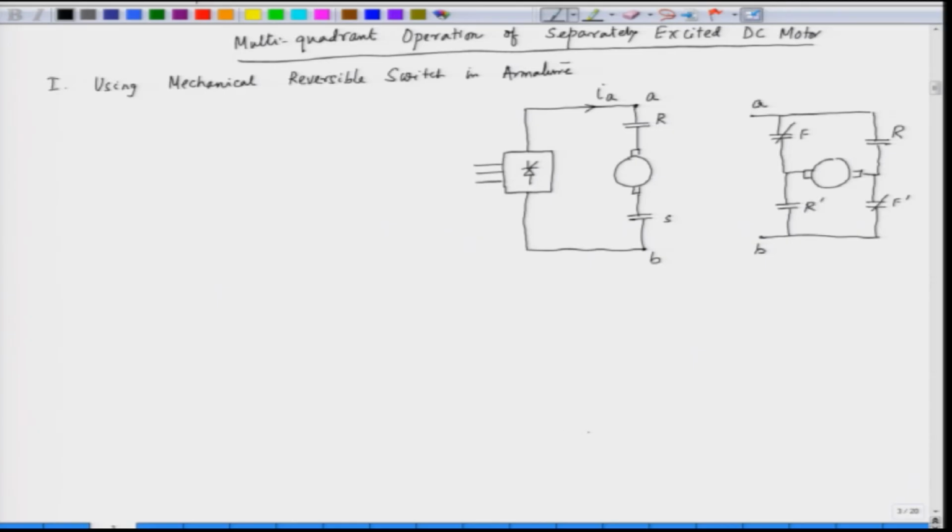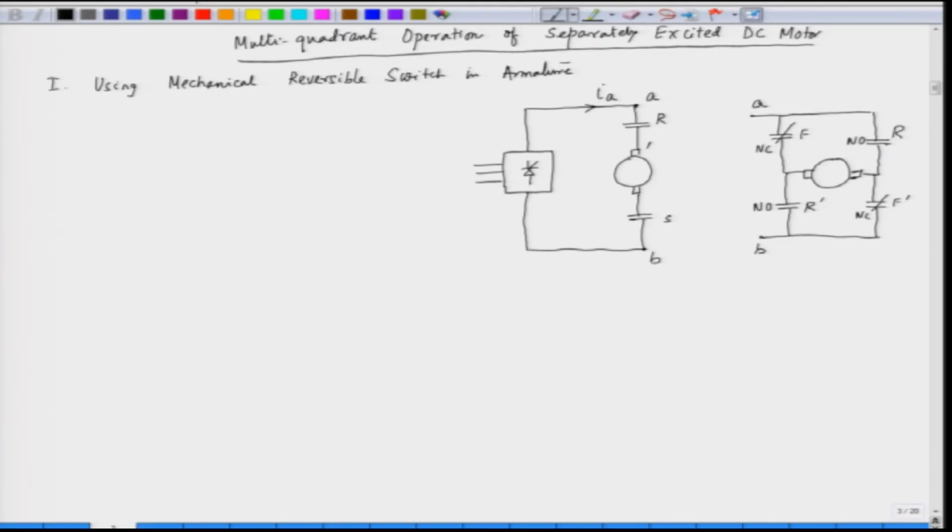Now, F and F prime are normally closed switches, so we can say NC switches. Normally we have a forward voltage applied here. This voltage is positive because A is connected to the output of the converter, so the current flow is in one direction. Now, when we open this NC switch, the normally open switches will be closed. In that case the current through the armature will be reversed.